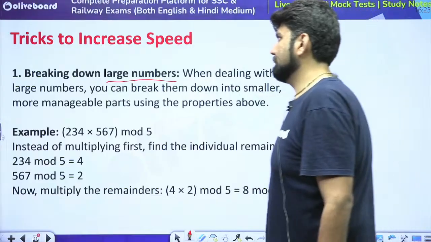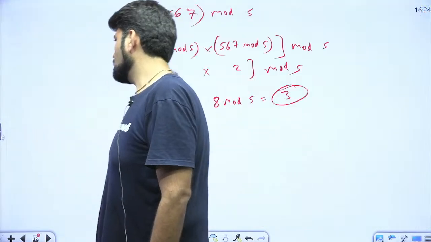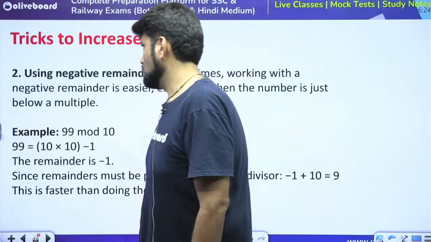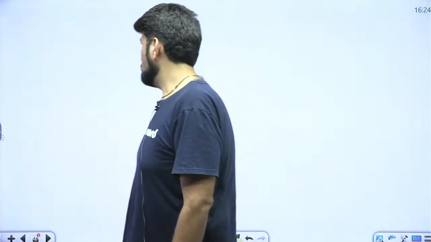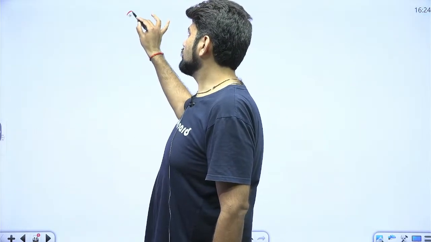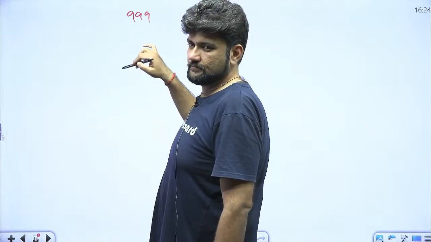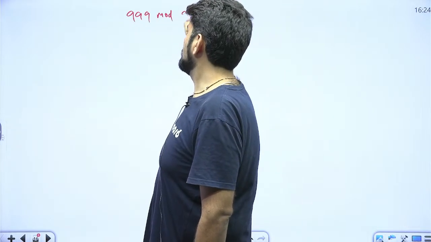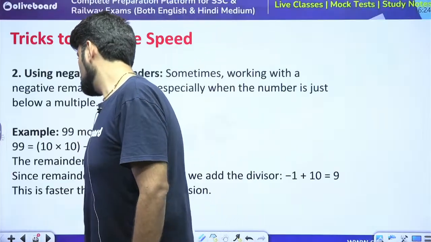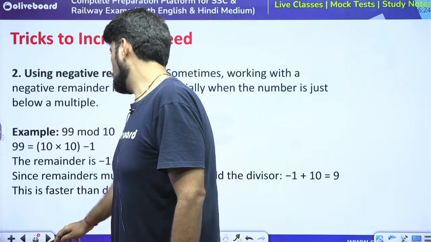Okay. So the first thing is to break down the larger numbers into individual mods. Second, you can use negative remainders. Now this is a very common trick actually. Suppose I need to find the mod for 999. Let's keep it 999 mod 10.